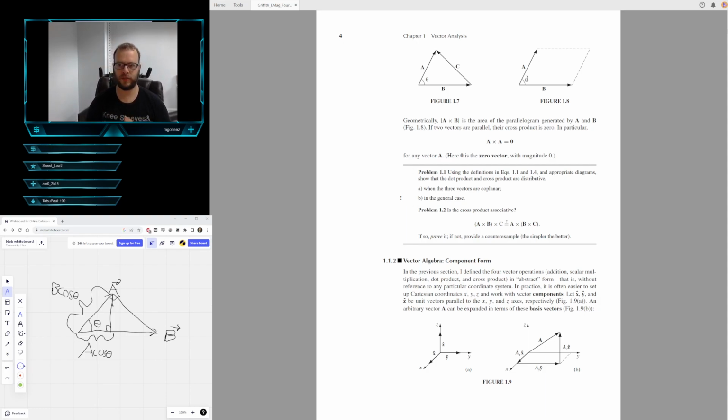An easier way to figure this out is to curl your fingers. Point your fingers in the direction of one vector, curl them towards the other vector. Wherever your thumb is pointing is perpendicular to the plane. It is defined as n hat, the direction of n hat. Because we have that sine theta term in there, if we have two parallel vectors, sine theta is equal to 0. But it still has a direction.